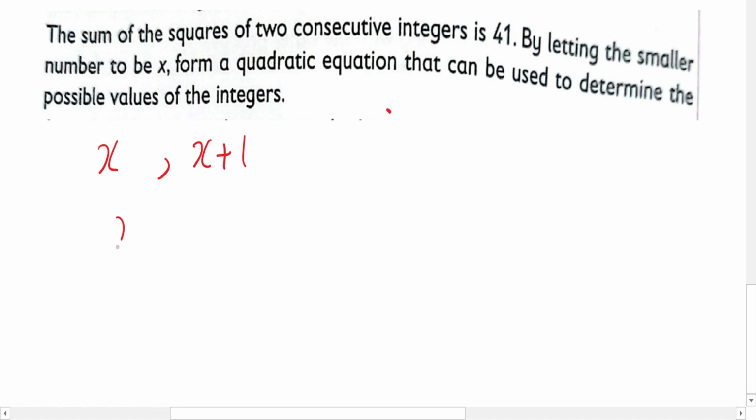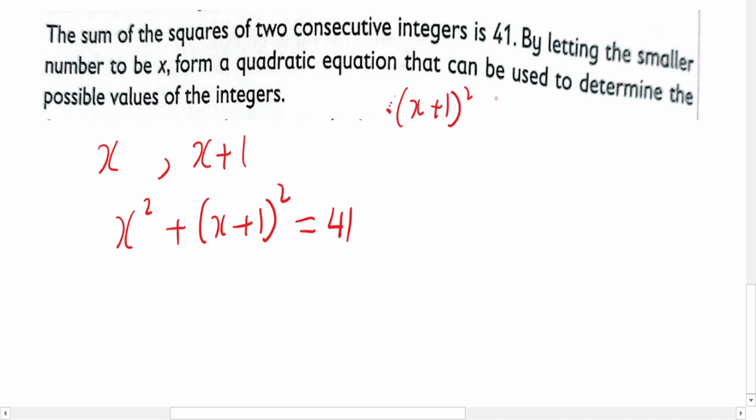So you're squaring both of them. You're squaring x to give you x squared, and you're squaring x plus 1. Remember, those are two different things. That gives you a sum of 41. Now let's square x plus 1 first. Using the quadratic identity, it's going to be x squared plus 2x plus 1.